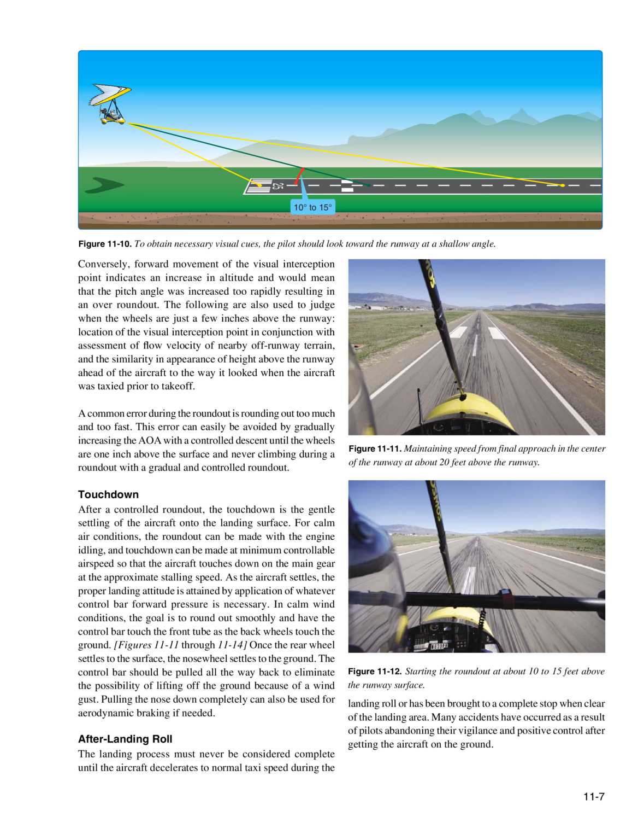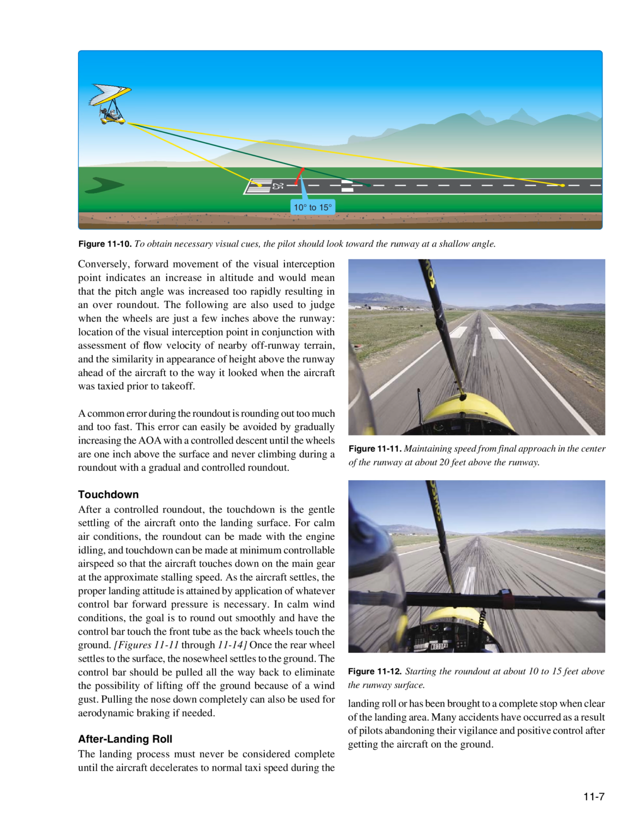The following are also used to judge when the wheels are just a few inches above the runway: location of the visual interception point in conjunction with assessment of the velocity of nearby off-runway terrain, and the similarity in appearance of height above the runway ahead of the aircraft to the way it looked when the aircraft was taxied prior to takeoff. A common error during the roundout is rounding out too much and too fast. This error can easily be avoided by gradually increasing the pitch with a controlled descent until the wheels are 1 inch above the surface, and never climbing during a roundout, with a gradual and controlled roundout.